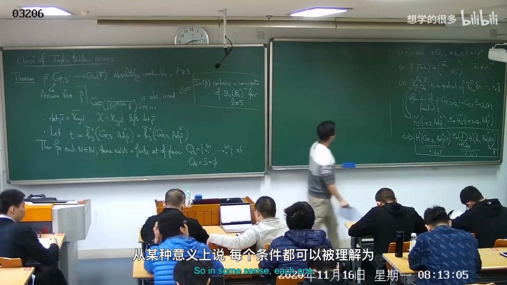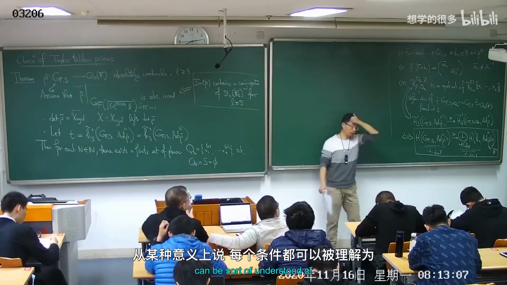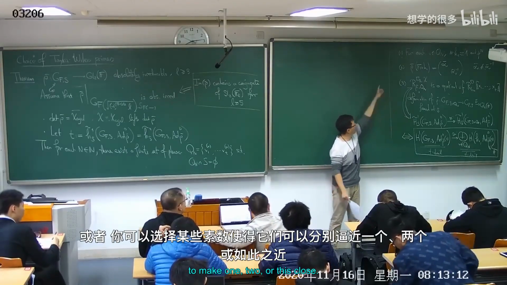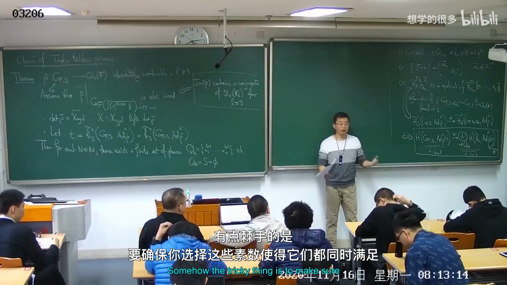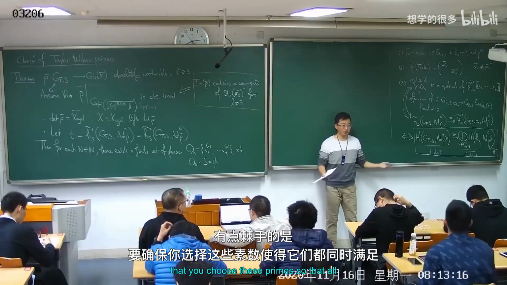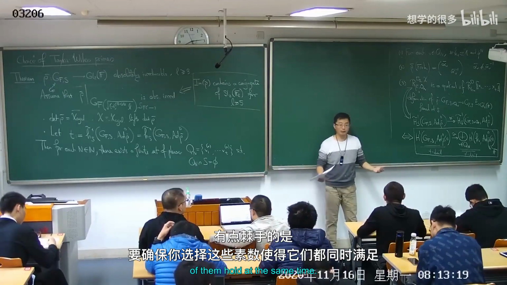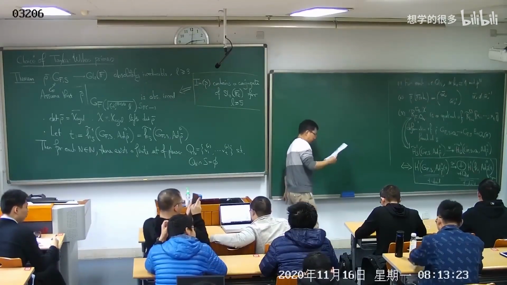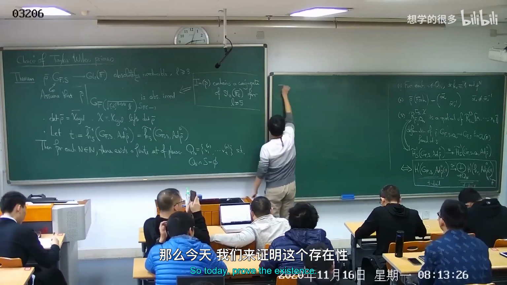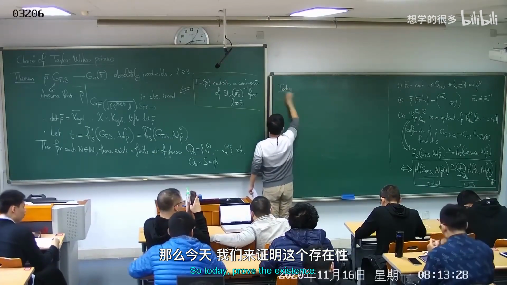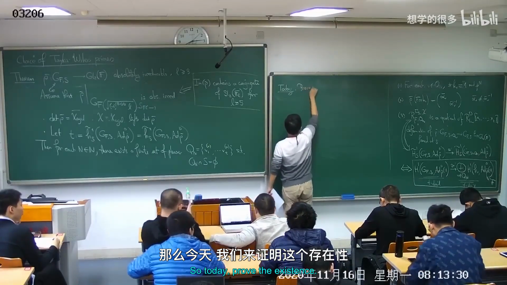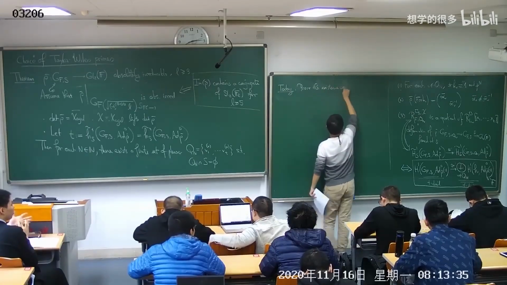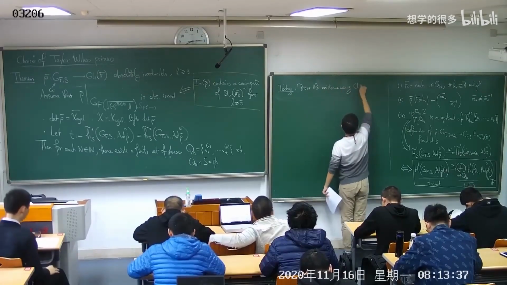So in some sense, each one of the conditions can be understood using Chebotarev density, or like you can choose some prime to make 1, 2, or 3 hold. Somehow the tricky thing is to make sure that you choose these primes so that all of them hold at the same time. So today, we prove the existence using Chebotarev density.